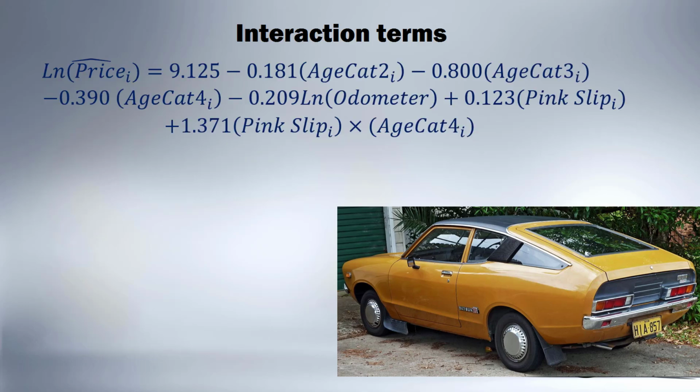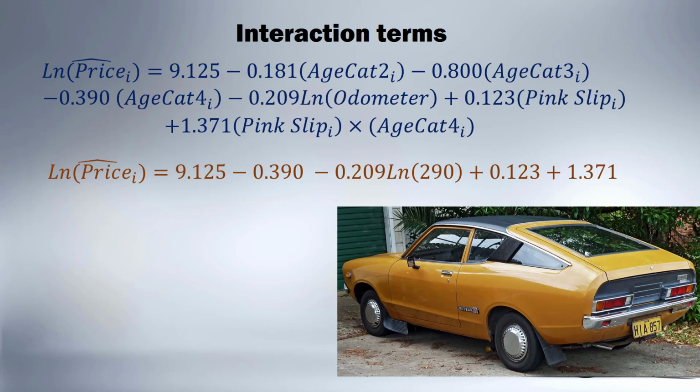Alright, so hopefully you've paused the video and you're now back, ready to check out the answer. The regression equation we're using is the one I've listed above. Now for this particular car, it's 1974, so the age category is definitely in age category 4 here. It's more than 35 years old. So we can turn these two variables into zeros and completely forget about them. Age cat 4 is equal to 1.